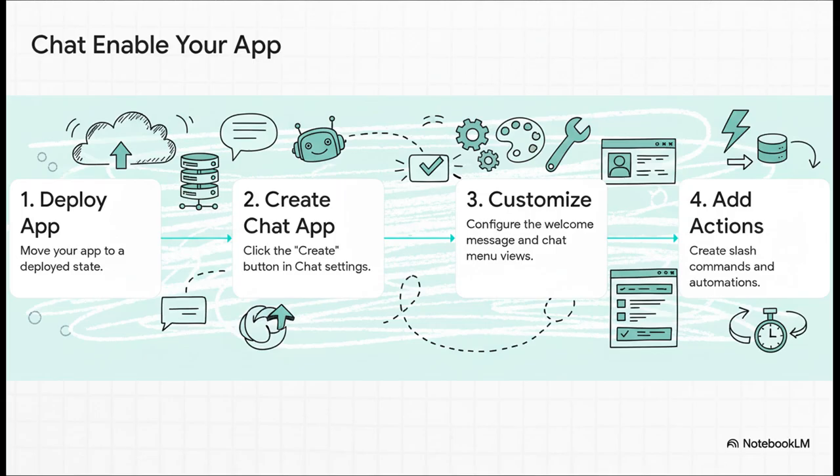The whole process really just boils down to 4 simple steps. First, you just make sure your app is deployed. Second, you literally click one button that says Create. Third, you tweak the basics like a welcome message. And finally, the fun part. You add your actions like slash commands and automations. It is genuinely that straightforward.